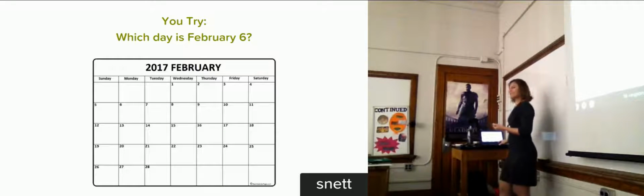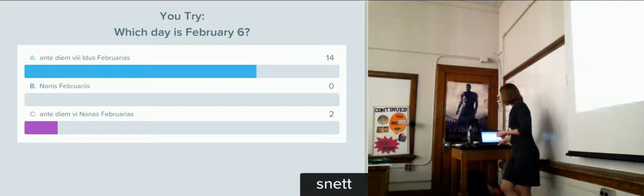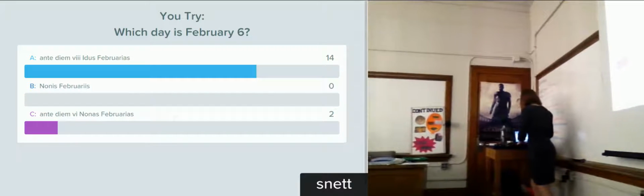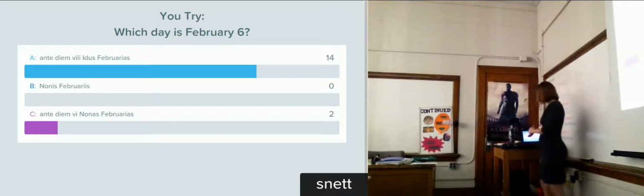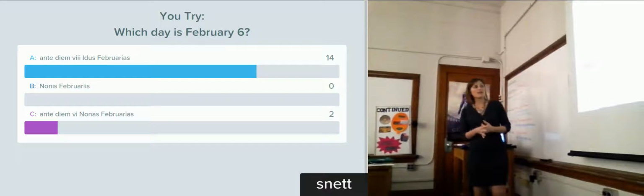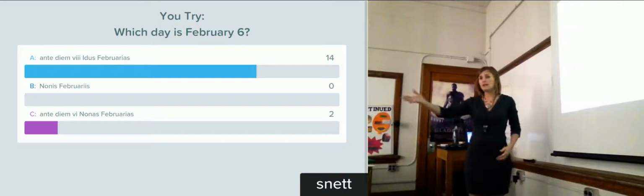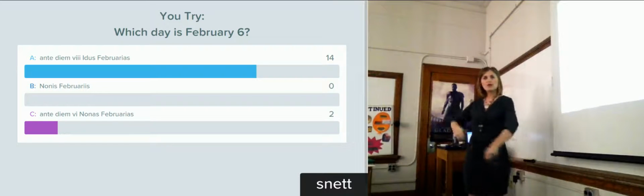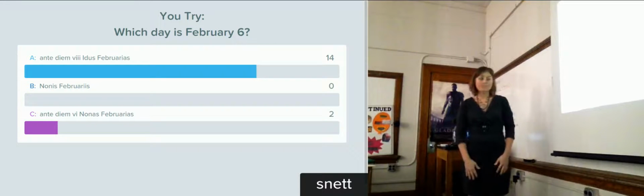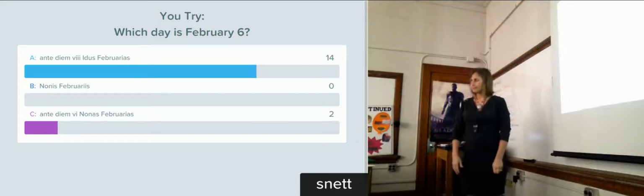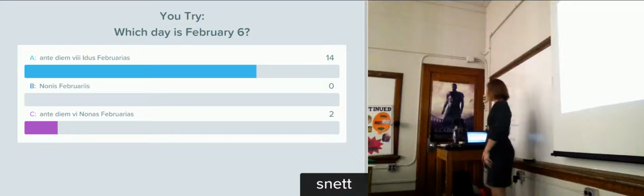All right, Joe, let's see if you were right. We have some discrepancy here. We have some people choosing Ante Diem 8 before the Ides, or we have Ante Diem 6 before the Nones. As Joe said, we're already past the Nones. The Nones are in our dust. We are moving forward to the Ides. Make sense? So A is the correct answer, yes.